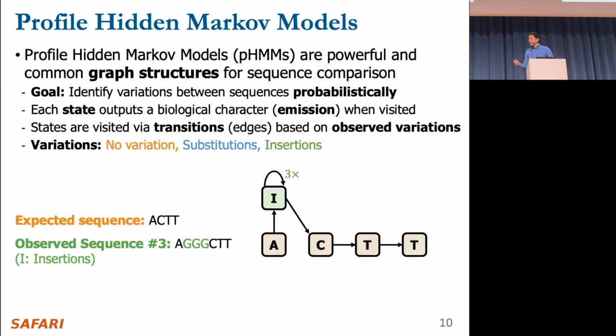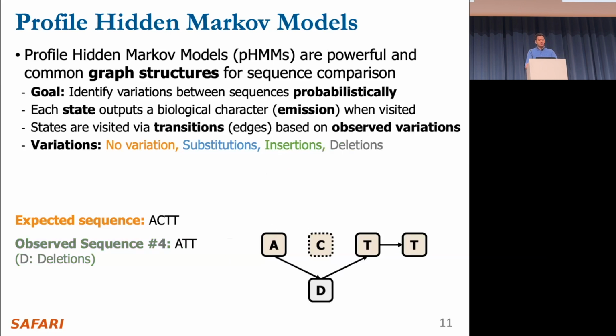And we have insertions. So we may have inserted characters compared to the sequence that we're expecting. And there are also states that handle such cases. Here we have an insertion state, and when we visit it, it may output the insertion variations that we're observing. And similarly, if you have a deletion compared to the sequence that we're expecting, we may simply skip the corresponding character and observe that we need to delete the character to identify that there's a deletion mutation over here.